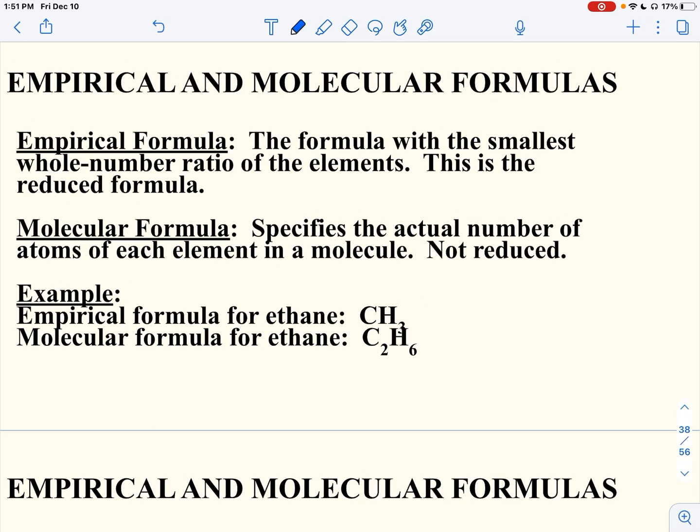The next thing we're going to do in this video is formulas. There are 2 types of formulas. The empirical formula, which is the reduced one, the simplified one, and the molecular formula. The molecular formula says this is exactly how many atoms are in one molecule, so it will often not be reduced. Now, sometimes these are the same, okay? So sometimes your simplified formula is also your molecular formula, and sometimes they're not.